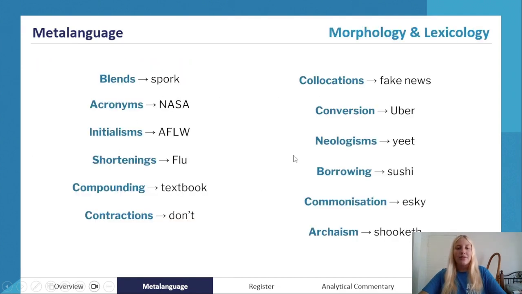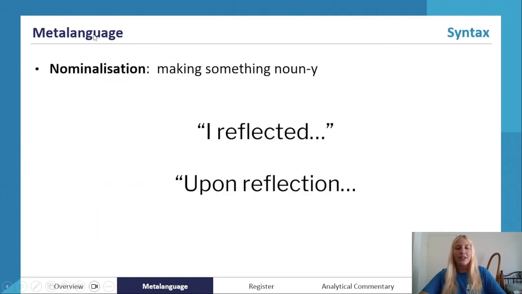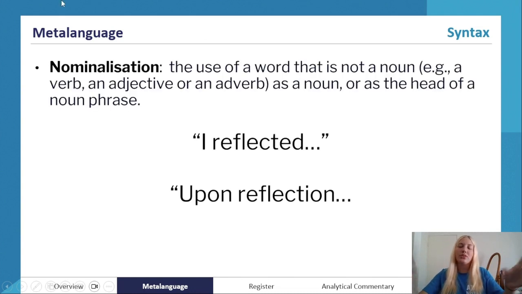Another one of these interesting things we can do is nominalization, and that's making something nouny, to give you a more comprehensive definition. It's to make something sound fancy. We take a word that isn't a noun, so it's going to be a different word class, and it is commonly a verb, an adjective, or an adverb, as a noun or as the head of a noun phrase.